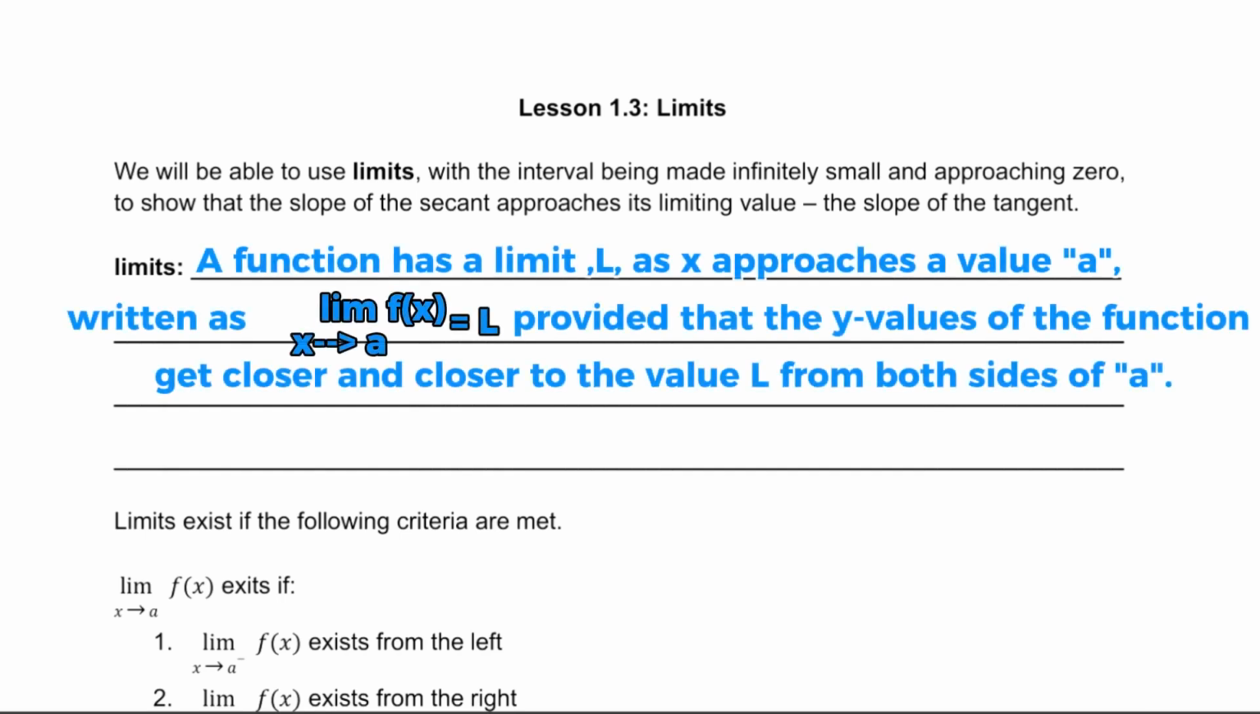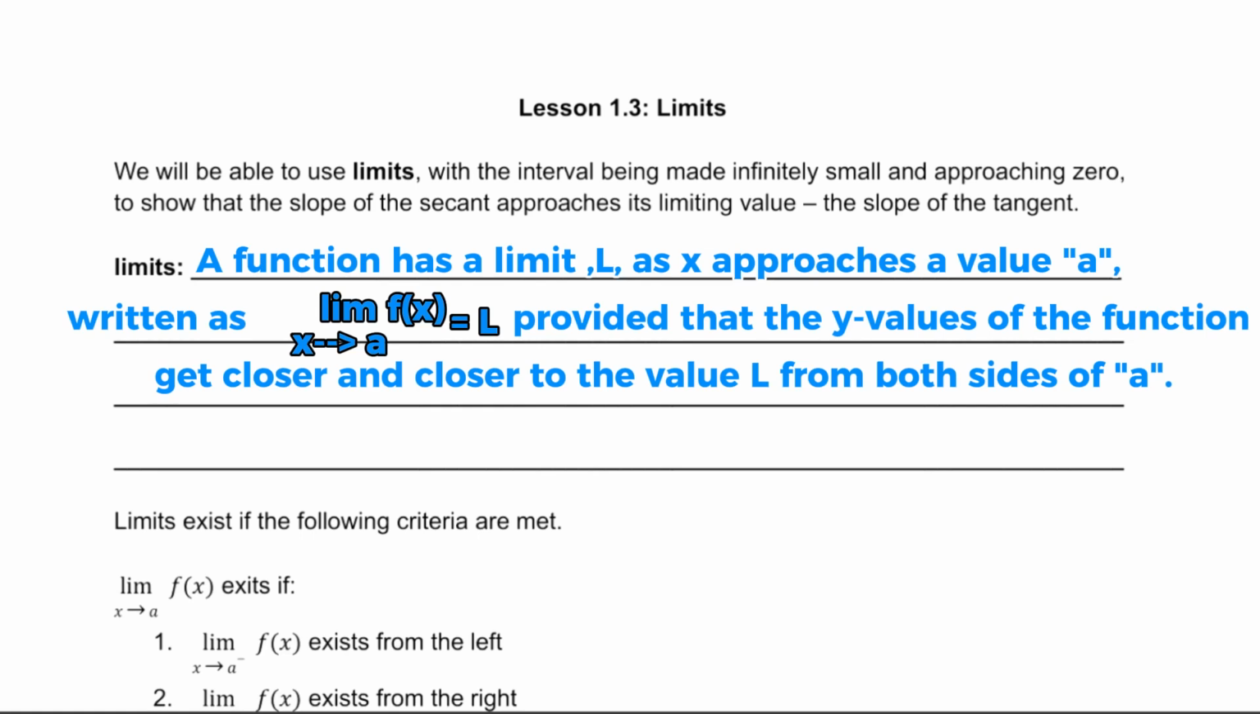Let's start with the definition. A function has a limit L as x approaches a value a, written as the limit of f of x as x approaches a is equal to L, provided that the y values of the function get closer and closer to the value L from both sides of a.